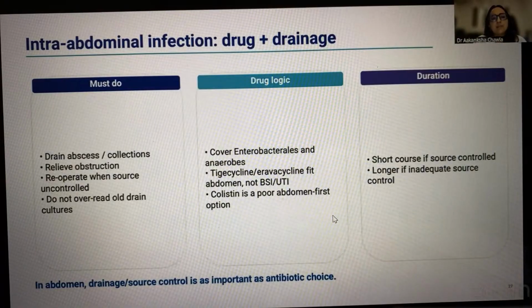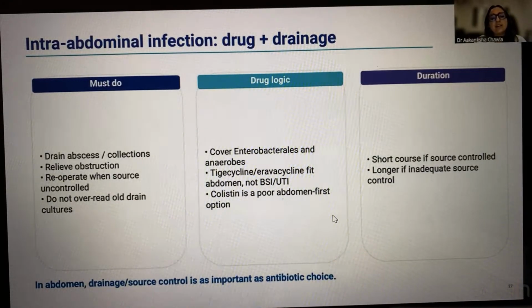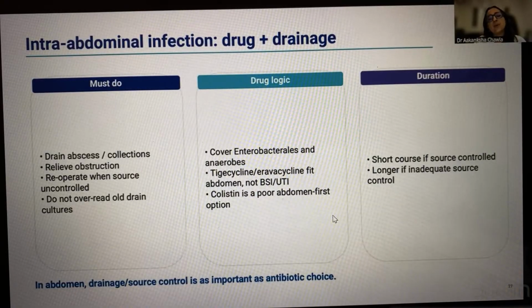Then the intra-abdominal infections, like I told you initially as well: you need to drain the abscess in the intra-abdominal collections. You need to relieve that obstruction. You cover always for Enterobacterales and anaerobes. Tigecycline and eravacycline are great drugs for intra-abdominal infections. You give a short course if the source is controlled, and longer if there is inadequate source control.